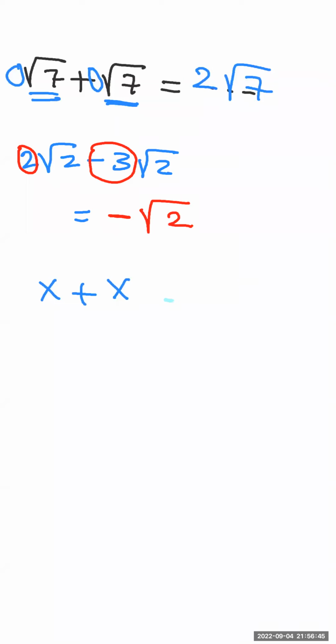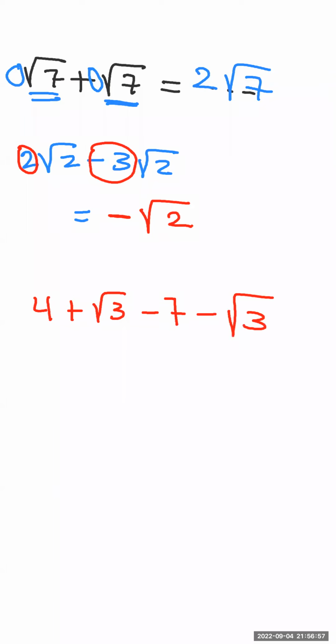Another question: 4 plus square root of 3 minus 7 minus square root of 3. Now, guys, please remember addition of like terms. So simply, I'm going to add the whole numbers: 4 minus 7 is negative 3. Square root of 3 minus square root of 3 is 0, so it will equal negative 3. Okay?